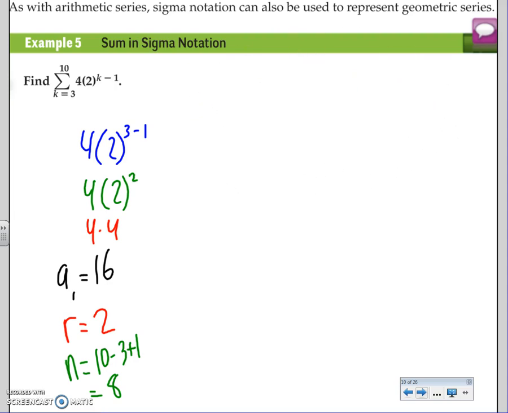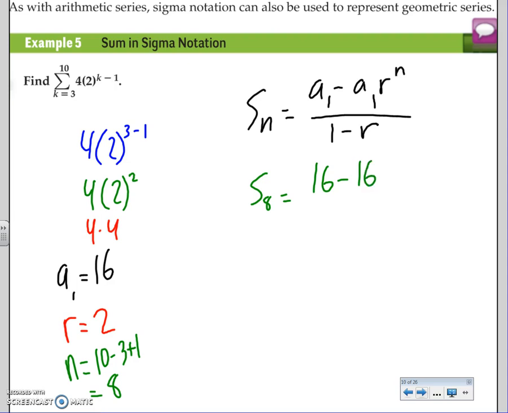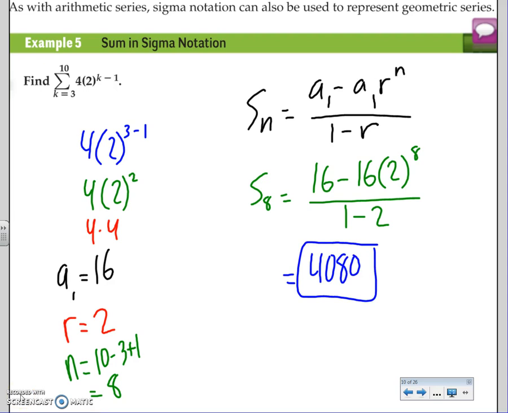Alright, knowing those 3 things, I can fill in the first formula. S of n of a geometric series is a sub 1 minus a sub 1 times r to the n power over 1 minus r. Fill in what we know. So if you want S of 8, a sub 1 we found was 16, minus 16 times r, which is 2, to the n, which is 8, over 1 minus r, which is 2. You type that in the calculator, and your final answer is 4080. That's the sum of those 8 terms.